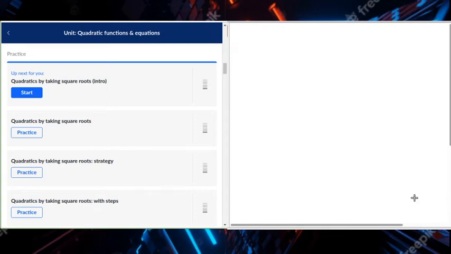Okay, so we're working through Con Algebra 1, the unit on quadratic functions and equations, for my students to help them. Yesterday I did 6 videos. Today we're going to try and do another 4 to 6. First one is quadratics by taking the square roots, intro. So let's take a look at this.